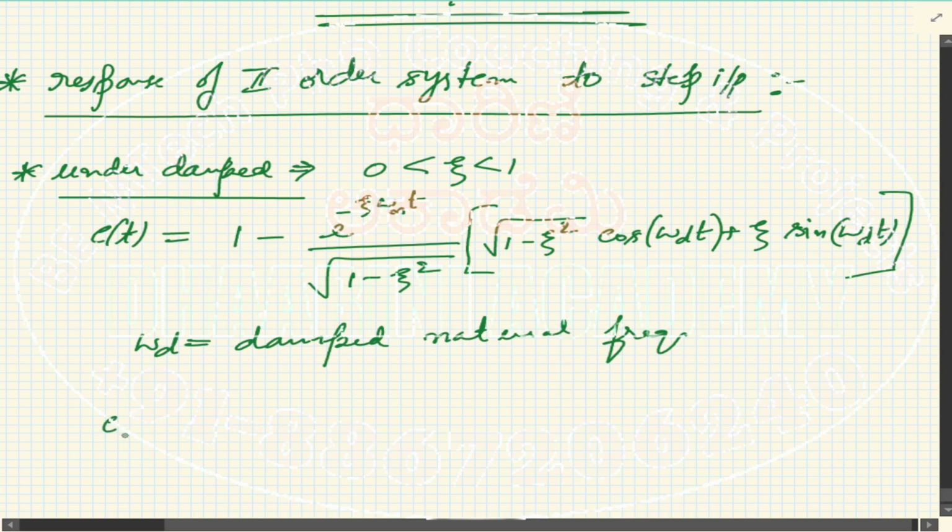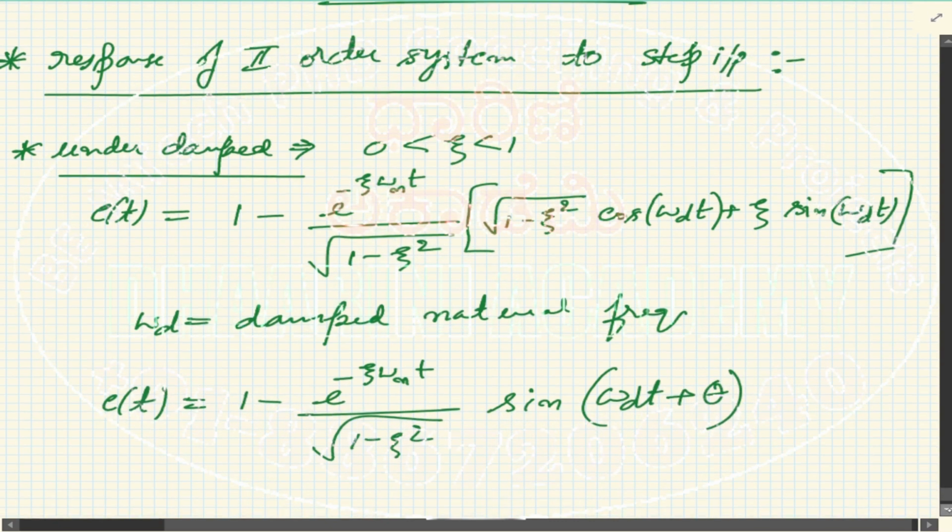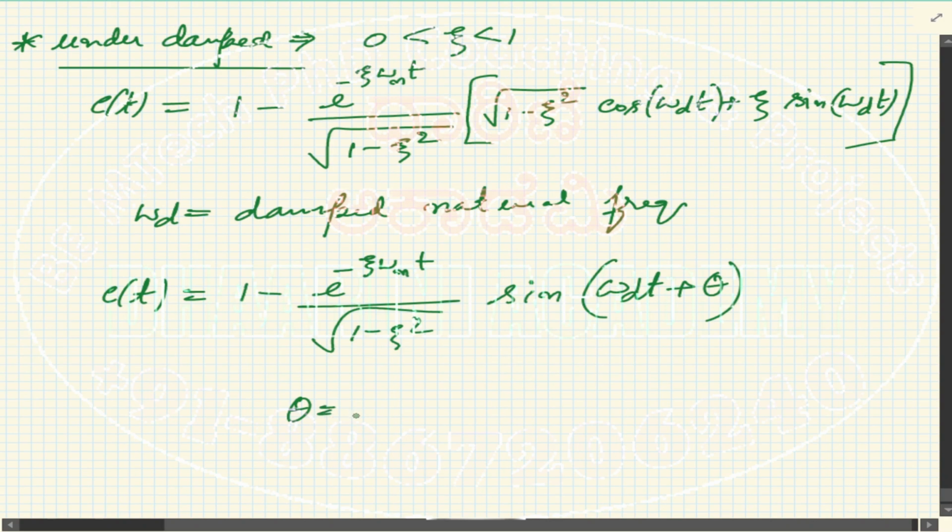So that is also I'll try to give it. So this is equal to 1 minus e to the minus zeta omega n t divided by root of 1 minus zeta square into, it may look like a sine function, sine of omega d t plus theta, okay, where theta is equal to tan inverse of root of 1 minus zeta square whole divided by zeta.